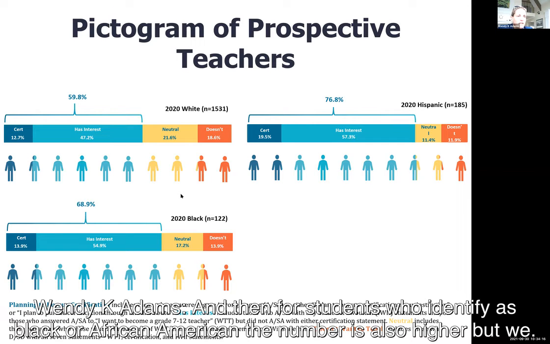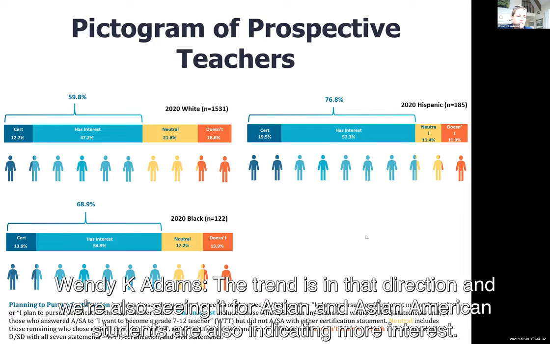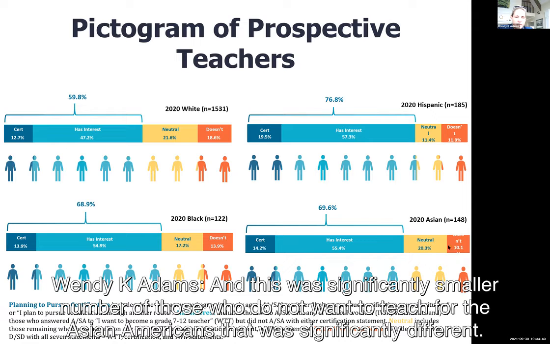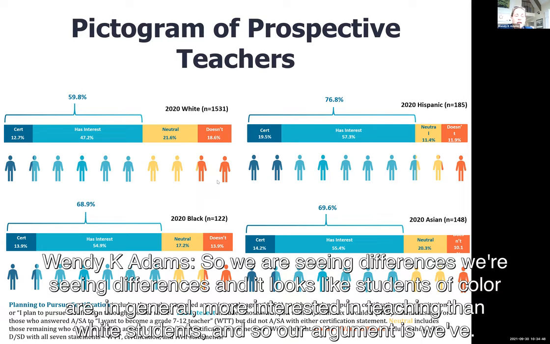And then for students who identify as Black or African-American, the number is also higher, but the p-value was not quite to 0.01. So if we get more numbers, we can see, but the trend is in that direction. And we're also seeing it for Asian and Asian American students, who are also indicating more interest. And this was a significantly smaller number of those who do not want to teach for the Asian Americans, that was significantly different. So we are seeing differences, and it looks like students of color are in general more interested in teaching than white students.